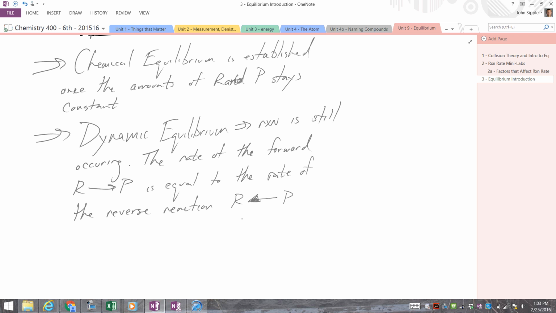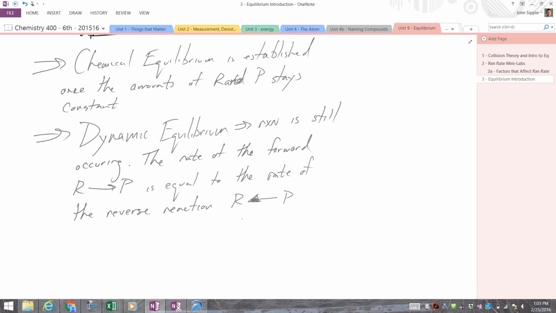So if you're forming products just as quickly as they're breaking down to form reactants, the amounts of each stay the same, and they're constant. They stay steady. So that's a dynamic equilibrium, when the reactions are still happening here. Are we good with that? Okay. All right, very good.